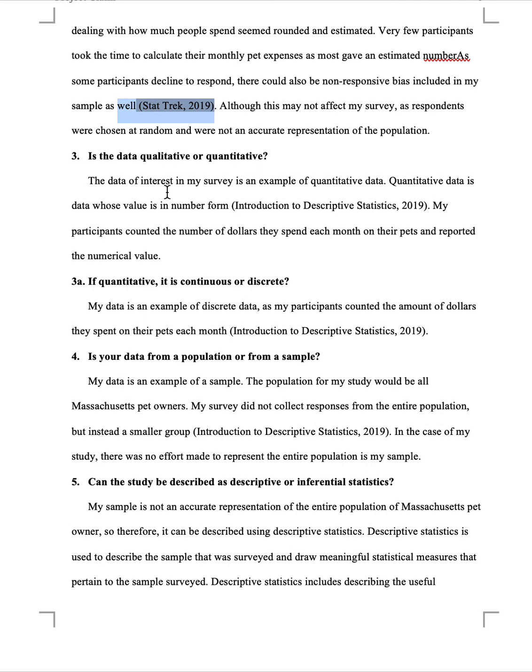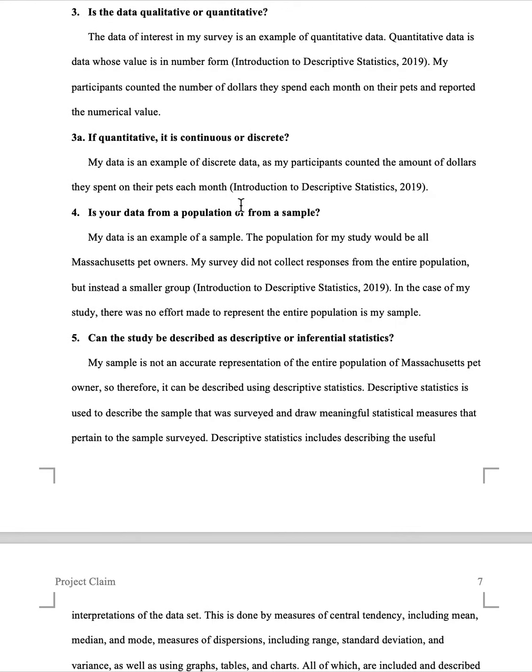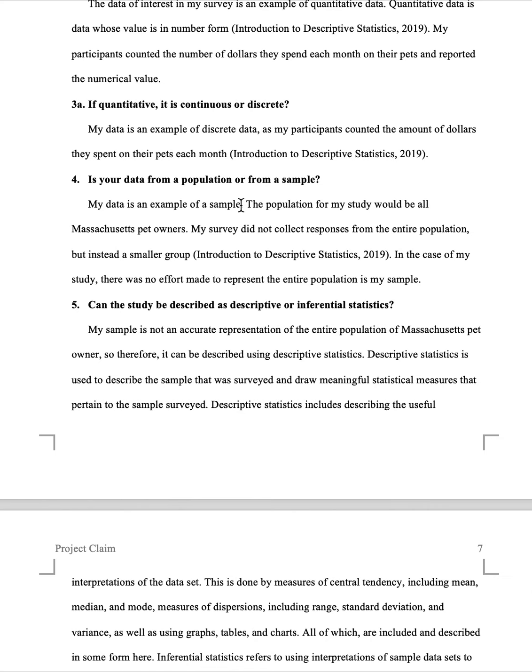Is the data qualitative or quantitative? A lot of you have mixed data. So tell me, number of years is quantitative because it is numbers. Yes or no to owning pets is qualitative because it's categorical, and then your citation. So if you do have some mixed variables, just be sure to state that in here and then give me that nice citation. Then we're asking, is it continuous or discrete?